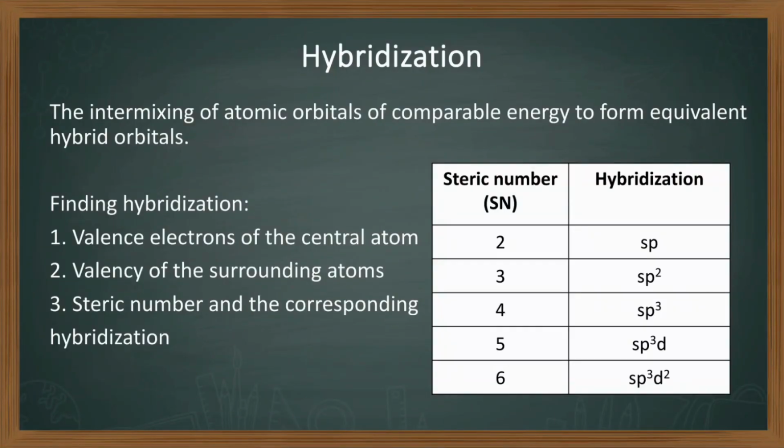In this video, we're going to learn a very easy way to find out the hybridization of any given compound within 10 to 15 seconds. What is hybridization? It's the intermixing of atomic orbitals having comparable energy to form equivalent hybrid orbitals.